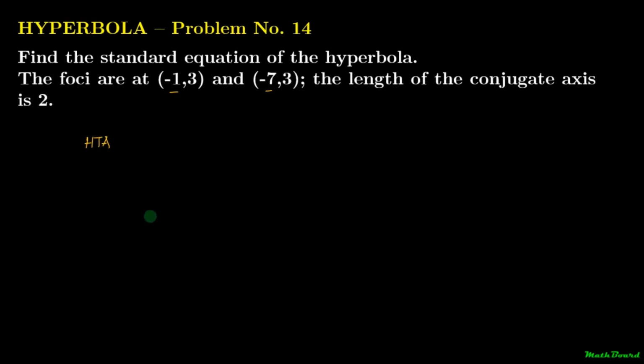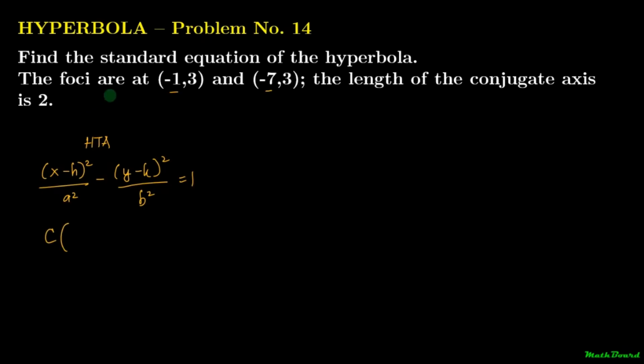Okay? So, kung horizontal yung transverse axis, ang equation ay x minus h squared over a squared minus, sorry, it should be minus, y minus k squared over b squared equals 1. Okay, yan ang equation. Ngayon, kunin natin ang coordinates ng center.